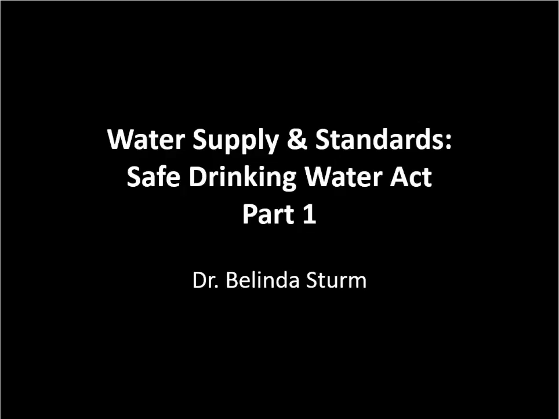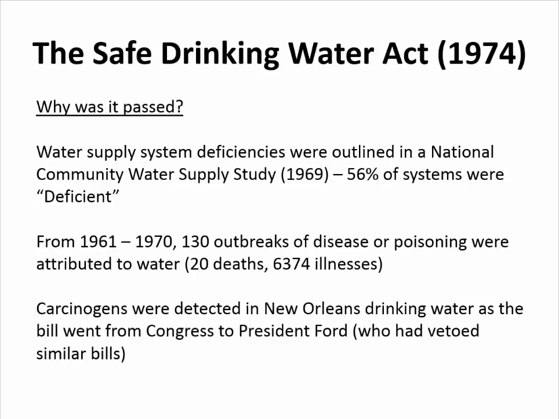We'll be discussing the Safe Drinking Water Act. The original act was published in 1974. Before that, in 1969, there was a study published that stated that 56% of the water systems were deficient.